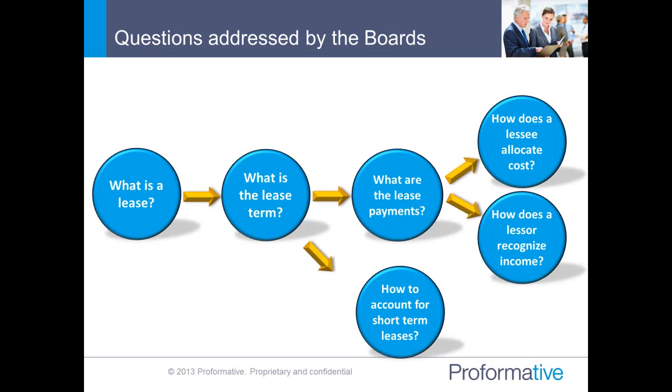And now we're getting into an overview of the model, and these are the decisions, the questions that had to be addressed by the board. They had to define what a lease is, decide what the lease term is, and what the lease payments are. But also they've made an effort to try to simplify things, and so they've decided to carve out short-term leases. And then they have to make decisions on how a lessee accounts for leases and allocates costs, and how a lessor accounts for leases and recognizes revenue.